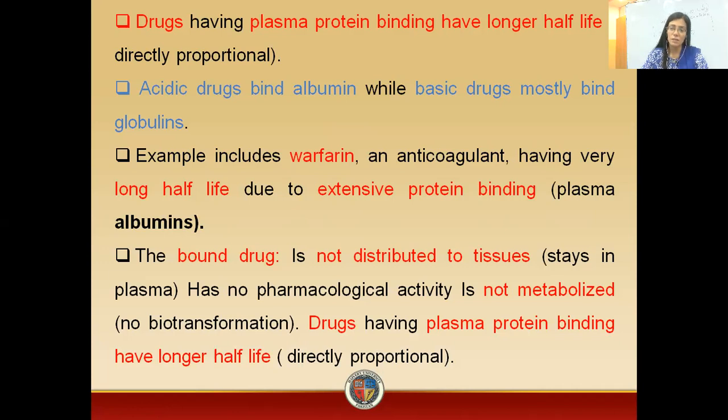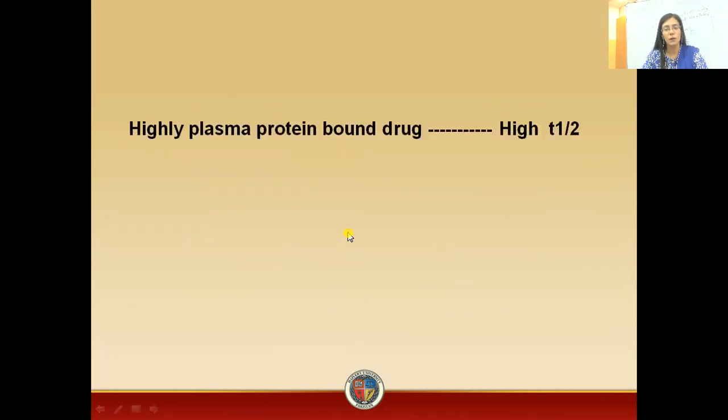Most of the acidic drugs bind to albumin, while basic drugs bind to the globulin. We have an example of warfarin, which is an anticoagulant. Warfarin is an acidic drug because it binds extensively to protein, that is the albumin, and warfarin has a longer half-life. Bound drug means the drug is not distributed to the tissue and it is not metabolized. So if it is not metabolizing, the drug has a longer half-life. So this slide is summarizing that high plasma protein bound drugs have increased half-life.